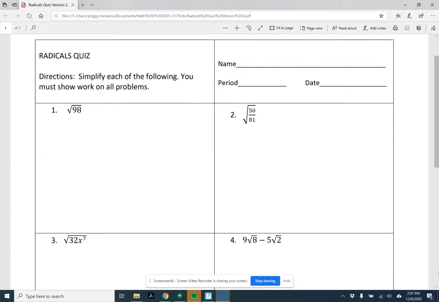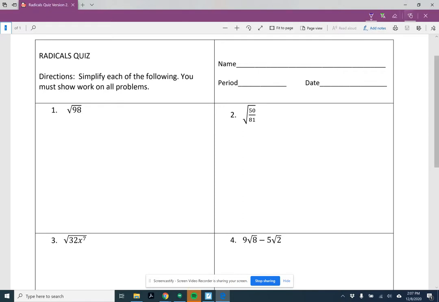Okay, in this video, I'm going to show you how to do the problems on the 5-question radical quiz that we took last week. So first question, let's read the directions first, right? We should always do that. Simplify each of the following. You must show work on all problems.